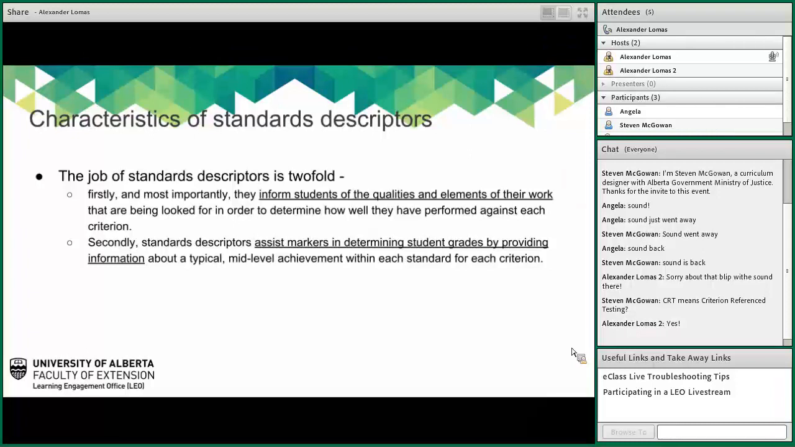So remember I talked about normative referencing? So in normative referencing, I would test all of you, and I would find out how you've compared against each other. So there would be, as we do on the bell curve, so many A's, so many B's, so many C's, and there'd be a few folks that would fail.